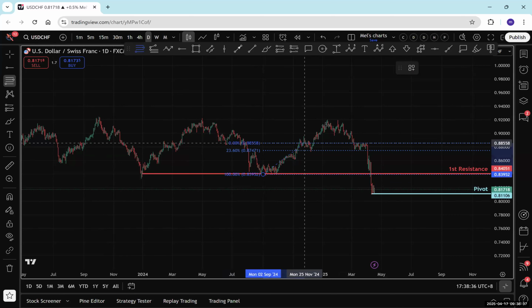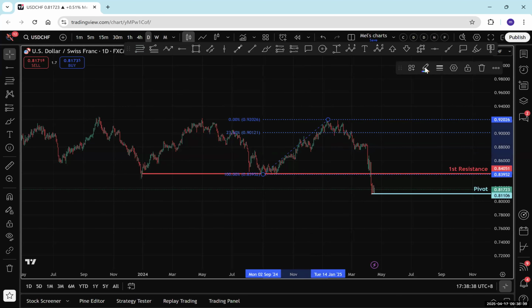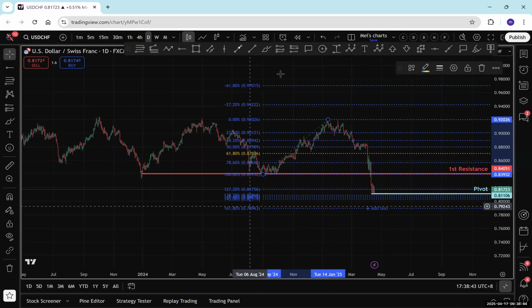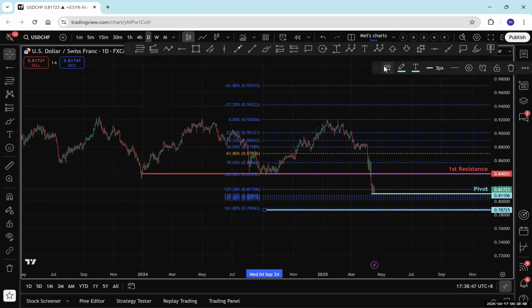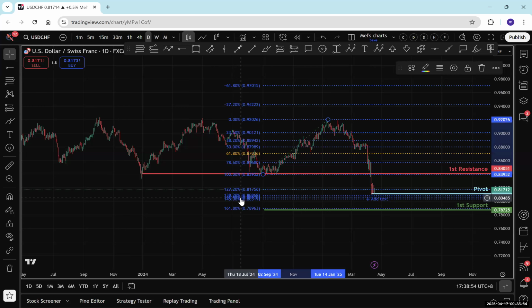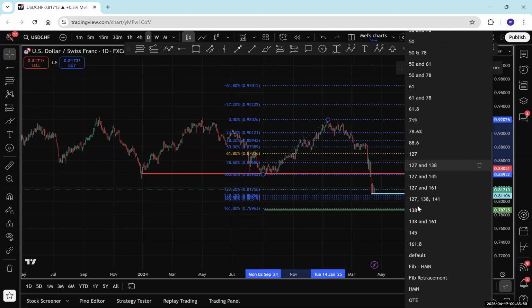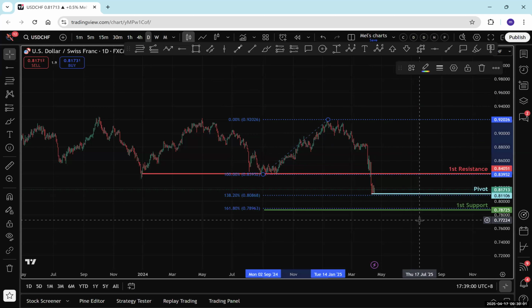And for my first support, because there are no lower levels of reference, I'm going to pull out our Fibonacci extension here, and at our 161, I'll place our first support there. At our pivot, you can also see that it's in line with the 138, so I will keep the 138 and 161.